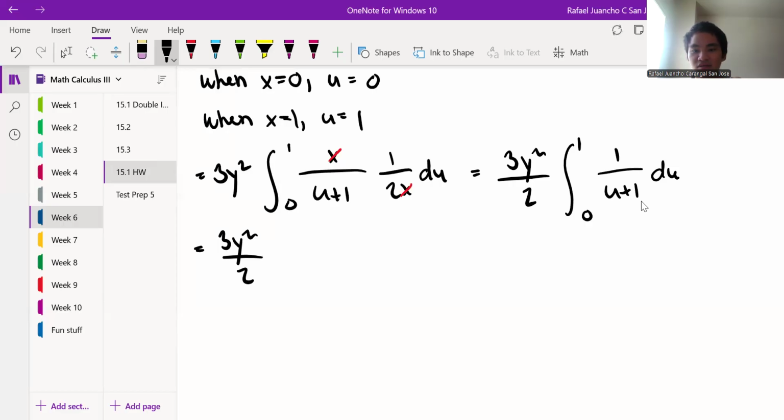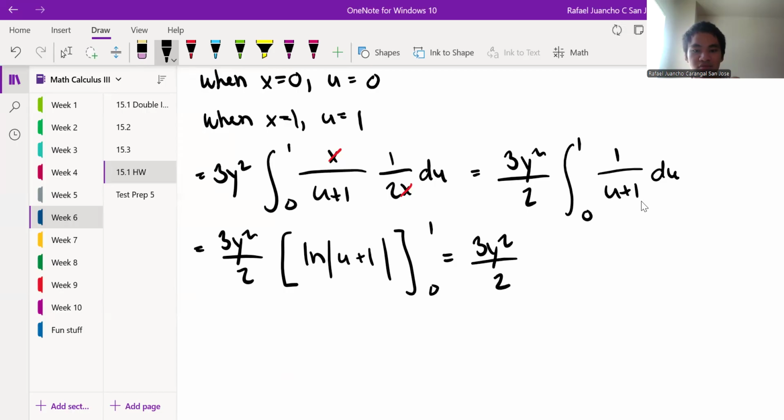Here I get 3y squared over 2. This one is natural log, right? Natural log of u plus 1, 0 to 1. And then we can plug in, so we get 3y squared over 2. This is ln of 2, minus ln of 1, which is 0, right? So here we just get this number.